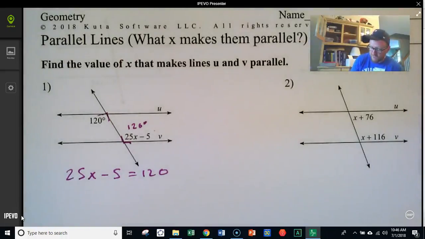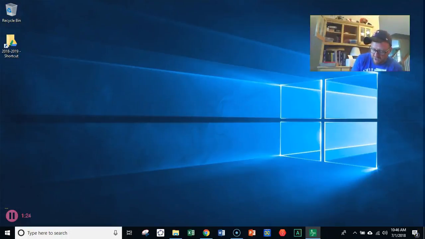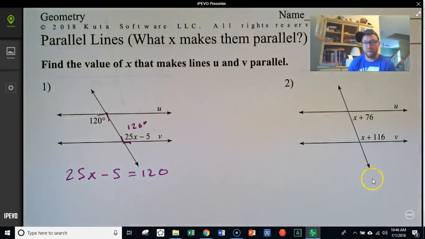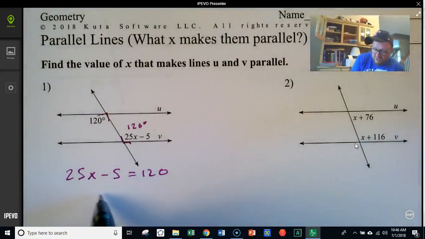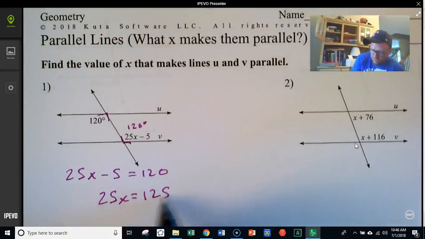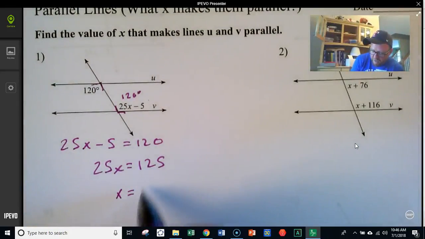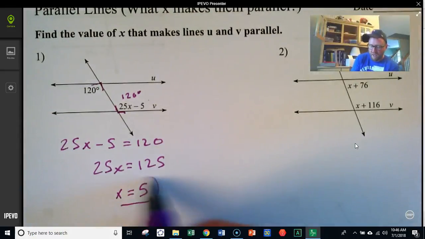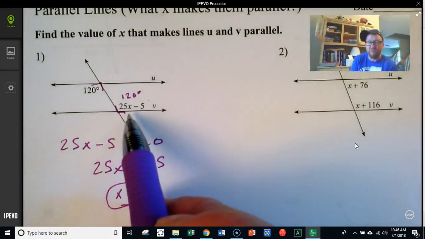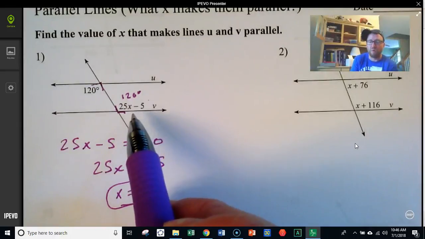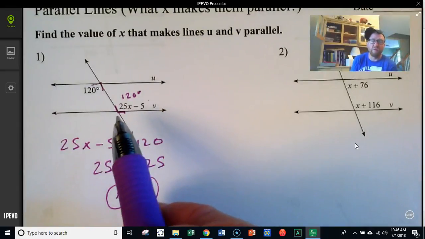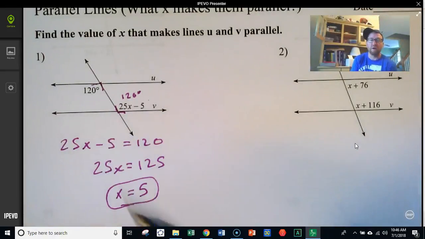So let's see, we're going to add 5 to each side, so we get 25x equals 125, and then we're going to divide by 25 on each side to get x equals 5. So if x is 5, then 25x minus 5 will be equal to 120, and then we'll know the alternate interior angles are congruent, and therefore the lines are parallel.